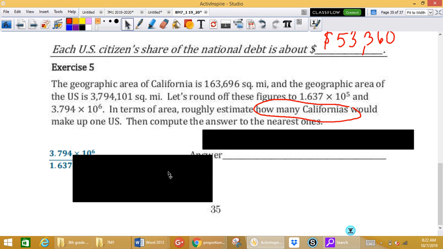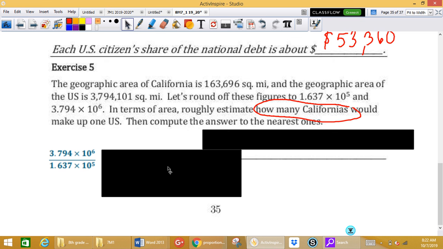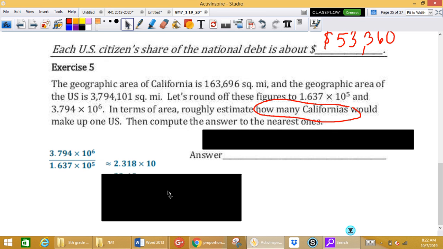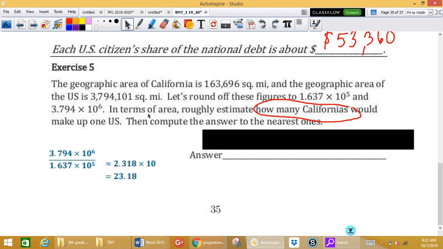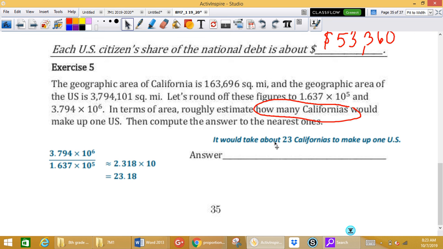So I've got to divide the two. So I get approximately 2.318 times 10 to the first, which is 23.18. So it would take about 23 Californias to equal the U.S.